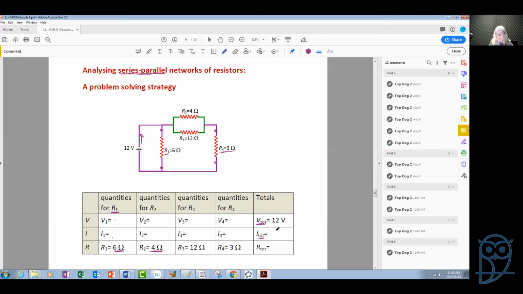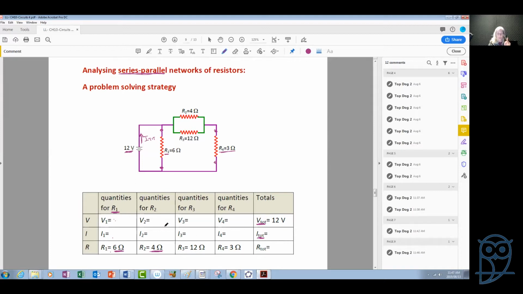Now for the totals, we have the total voltage supplied to this external circuit. We know it's 12 volts because the problem gives it already. We assume no internal resistance for simplicity, but it would be the same if there was internal resistance. So here is the total voltage, the total current, which means this current here. This is the total current. And the R total, which is all this resistance, the equivalent resistance, which we don't know and we have to find. Now, if we complete this table and we have all those values in place, then we can say that we have analyzed the circuit.